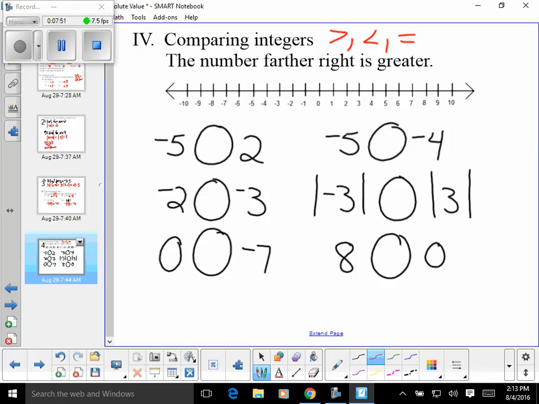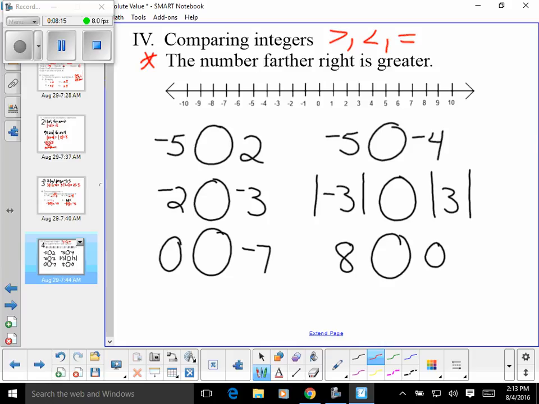The number farther to the right is the greater number. That's kind of a key concept when you're dealing with comparison of integers and even real numbers. And truthfully, even back when you were younger and you compared a 4 with an 8, that 8 was farther to the right on a number line. So the farther to the right the number is, the greater it is.